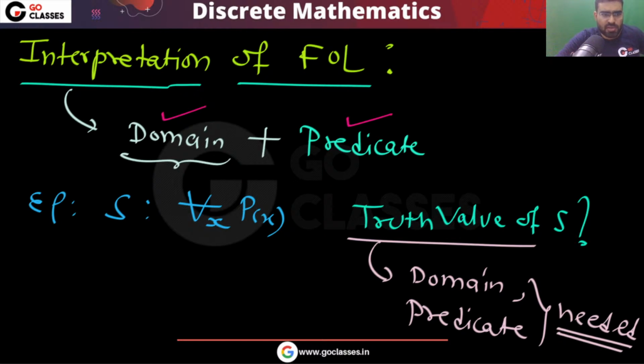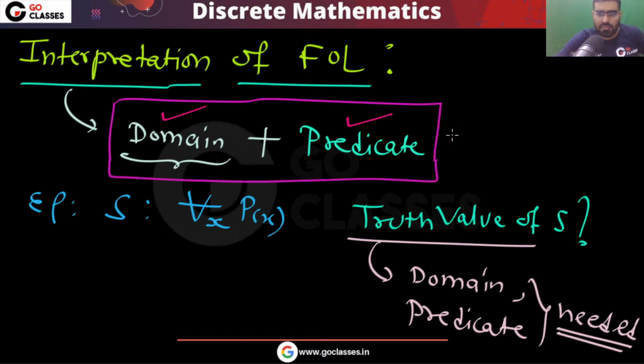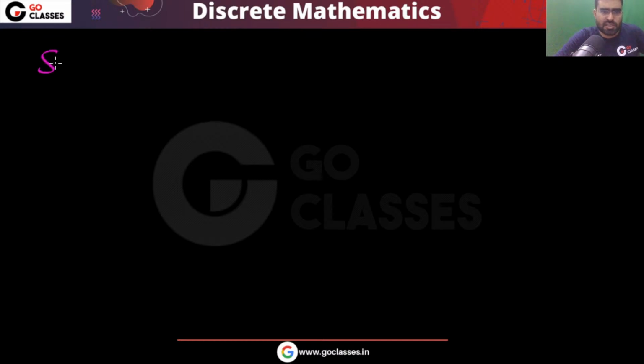So if I give you these two things, then that will be called an interpretation. For this statement, this expression for all x P(x), let me give you interpretation 1.